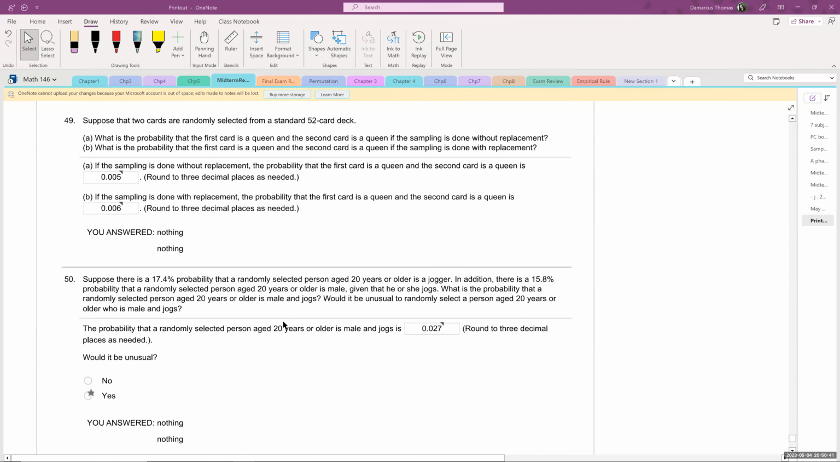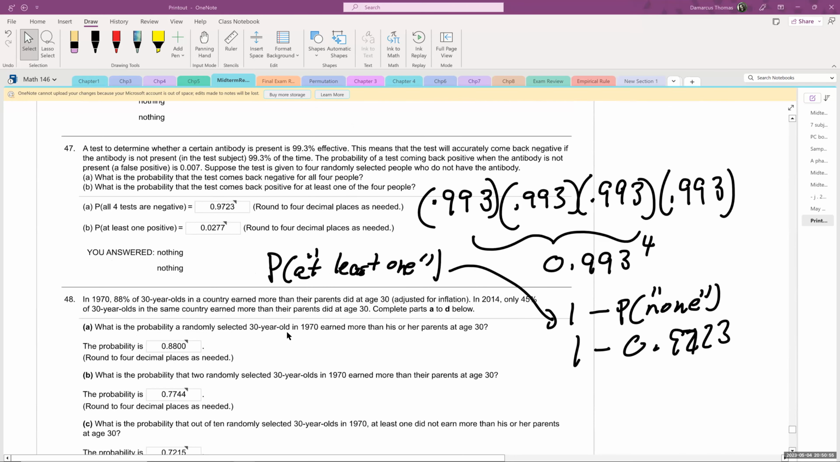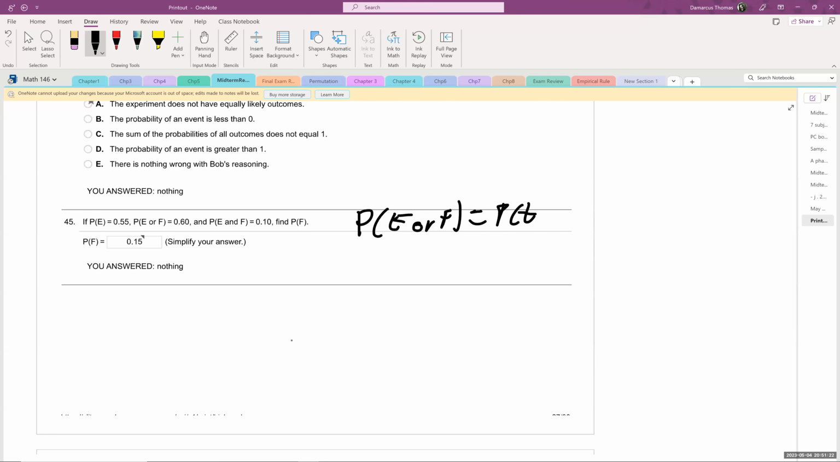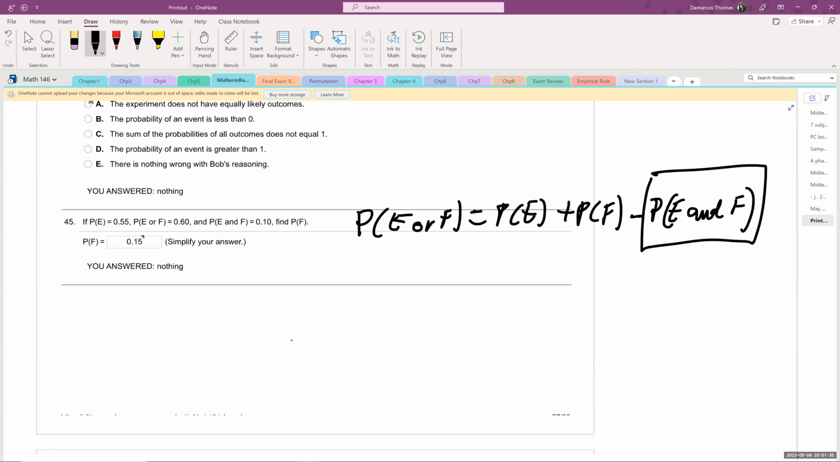It's a good question. Well, there's a formula that says the probability of E or F, this probability is always true, is equal to the probability of E plus the probability of F minus the probability of E and F. Now, sometimes this is 0. Sometimes. In this case, it isn't.